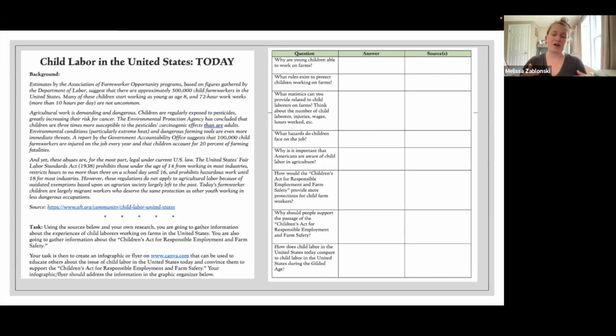So they basically are making kind of like a political activism flyer where they are trying to educate others on the issue of child labor on farms in the US, and then also educate them on the act and why they should advocate for that act to be passed.